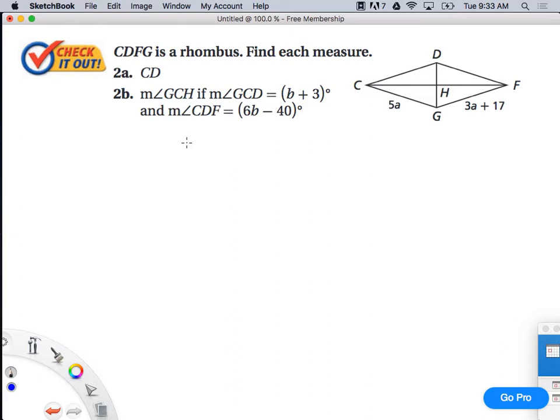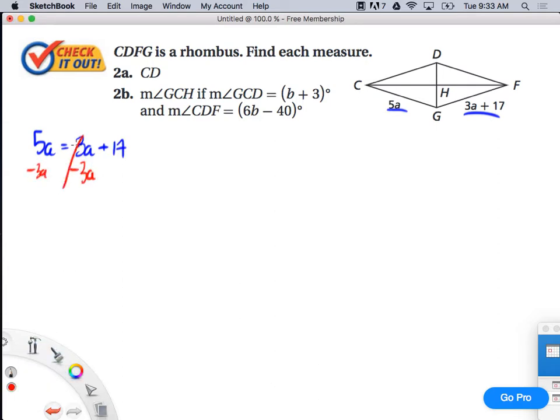Okay. CDFG is a rhombus. Find CD. Okay. What do I know about all the sides of a rhombus? They're congruent, right? Which means, what do I know about this side and this side? So what do I do? I set them equal and solve. Gosh, those are tough numbers.